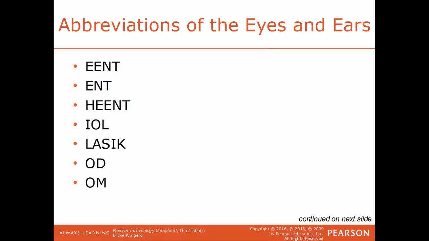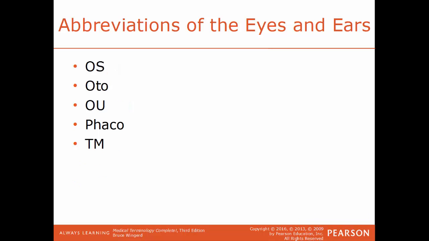IOL, intraocular lens. LASIK, laser-assisted in situ keratomileusis. The OD is a Latin abbreviation that stands for oculus dexter, which means the right eye. OM, otitis media. OS is the Latin abbreviation oculus sinister, or the left eye. OTO is short for the ear. OU means both eyes. Phaco is short for phacoemulsification. TM, tympanic membrane, or the eardrum.